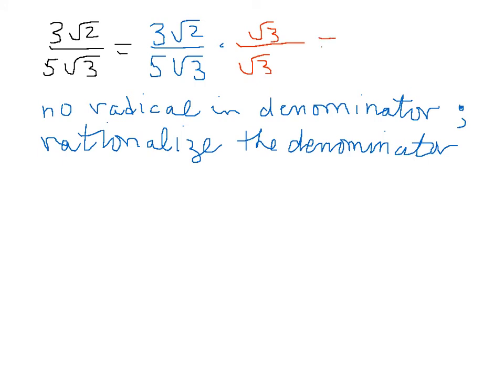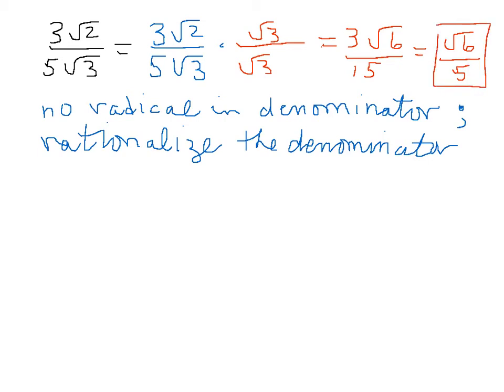So in the top, that gives us 3 times the square root of 6, and on the bottom we get 5 times 3, which is 15, and so this simplifies to the square root of 6 over 5. No radical in the denominator. Okay, so you've probably seen that before, but that's something that we'll practice with a couple more times.